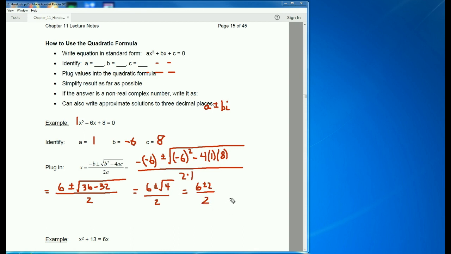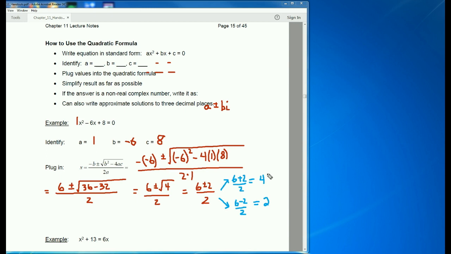Now, it's usually around this point where I would now separate into the two solutions. Okay? So in other words, the first solution is going to be 6 plus 2 divided by 2. So that's 8 divided by 2, which is 4. And then the second solution is going to be 6 minus 2 divided by 2. So that's 4 divided by 2, or 2.